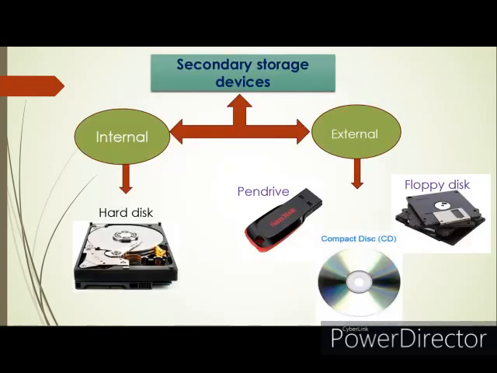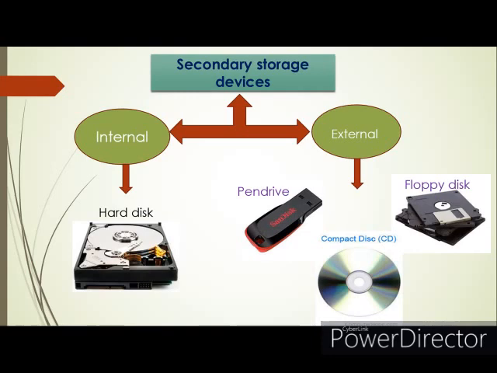So next is secondary storage devices. Secondary storage devices are divided into two sections, internal and external. An example of an internal storage device is the hard disk. Hard disk is fixed inside the CPU cabinet. It is not movable or portable. So such storage devices are called internal storage devices. Hard disk is an example of internal storage devices.